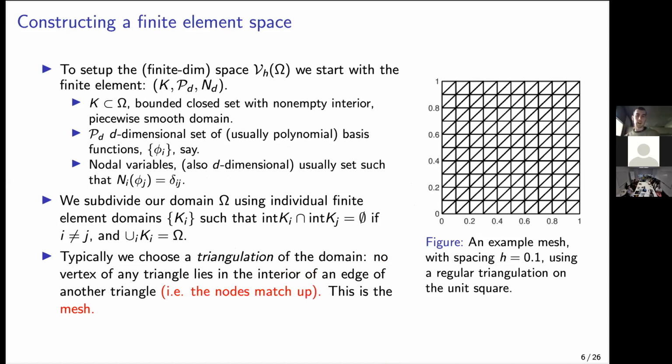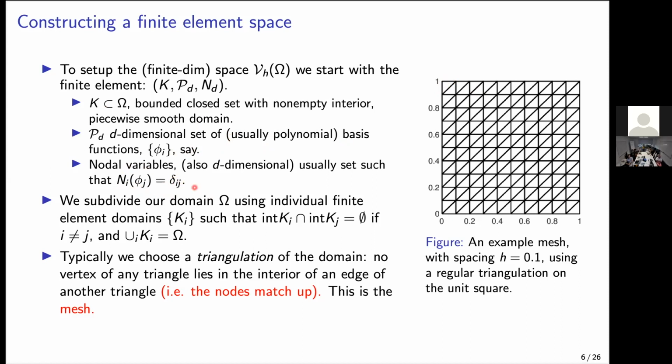Okay, so to construct a finite element space, what we do is we start with the finite dimensional space and we say, okay, we want to have this finite element. And we want to construct a domain of omega, or a discretization of our problem domain omega, such that we have this sort of finite dimensional version of it, which is represented by this triple here. So we start off with a set K, which is a bounded closed set. And all this you can think of as just one of these triangles here. Then PD, which is a set of polynomial basis functions, phi I, and you can think of this as having a polynomial over each of the nodes on each of these triangles here. And then the nodal variables, and these are just the evaluations of the nodal functions, phi j, and we assume that this gives us a Kronecker delta structure. So we can write out interpolants of this on this mesh in a nice way.